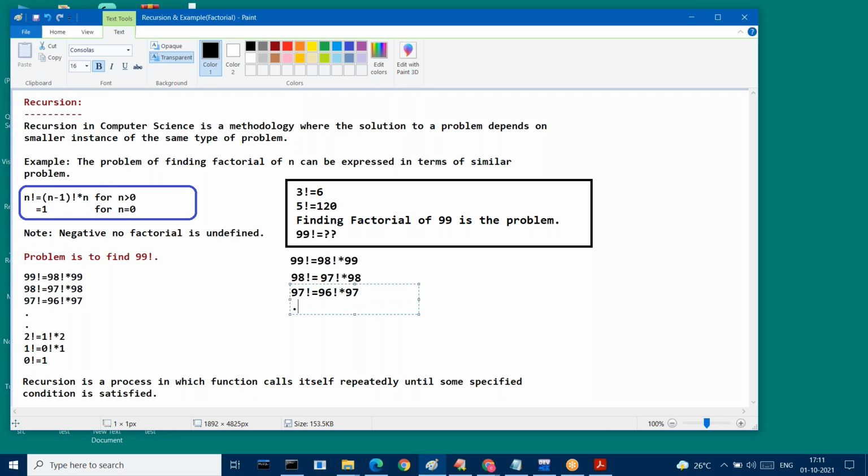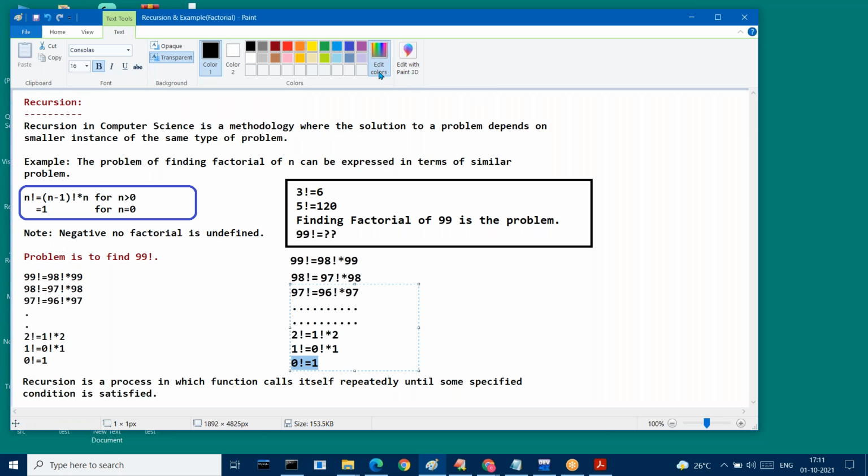In this way, continuously it's happening. One day you will find that it's 2 factorial. And again, same application: is 2 greater than 0? Yes, sir. That means 2 factorial is equal to 1 factorial into 2. Then 1 factorial: is 1 greater than 0? Yes, 1 minus 1 means 0 factorial into 1. Then 0 factorial: again you come here, is n greater than 0? No. Is it equal to 0? Yes.